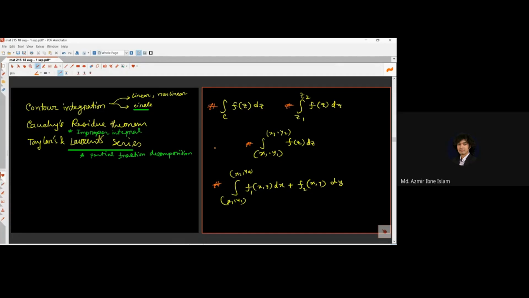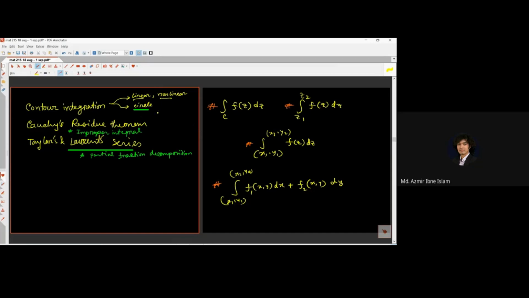So complex integration, or the common name, contour integration, is something like whatever we have done in MAT215, but we have to transform this integral to either f of x dx or f of y dy, so that we can easily evaluate the integral. Whatever I discussed in my last consultation was based on linear path and non-linear path. You can have a look at that recording.